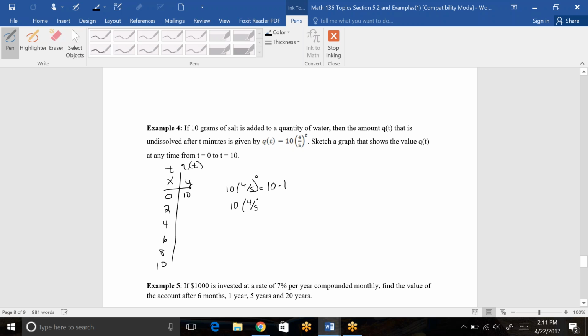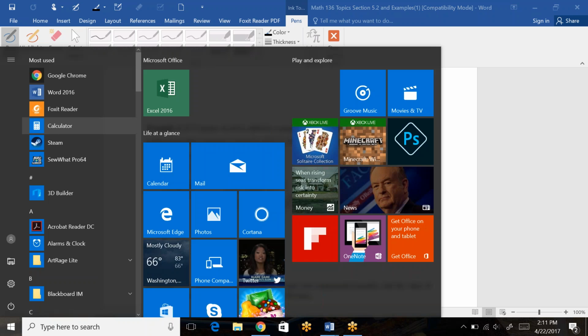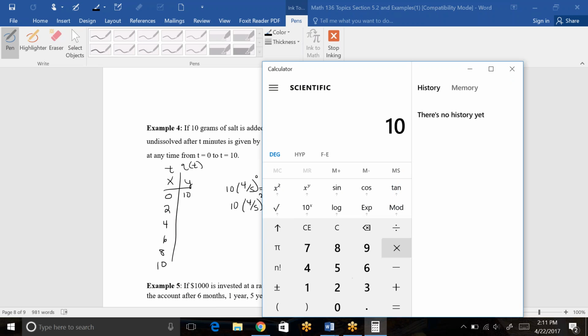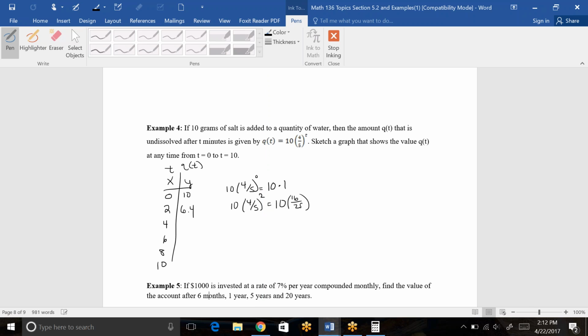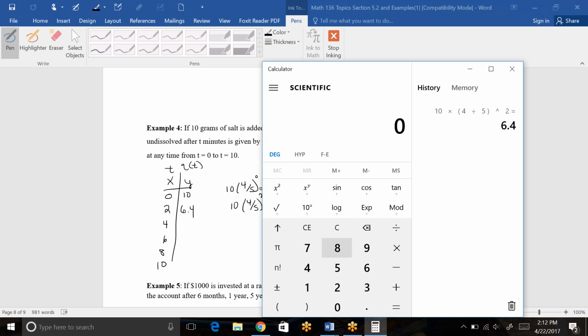10 times 4/5 to the second would be 10 times 16/25. So we'll need our calculator for that one. In fact, we'll just type them in with the parentheses. So 10 times 4 divided by 5 to the second power is 6.4. So I'm just going to use my calculator from this point out. 10 times parentheses 4 divided by 5, close parentheses, to the fourth power is going to be 4.096, so let's say 4.1.